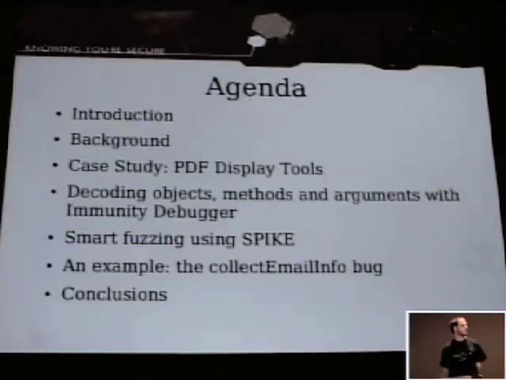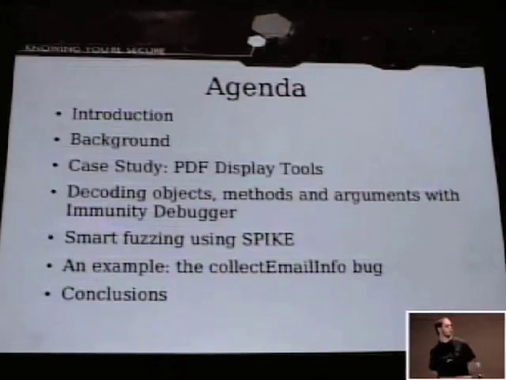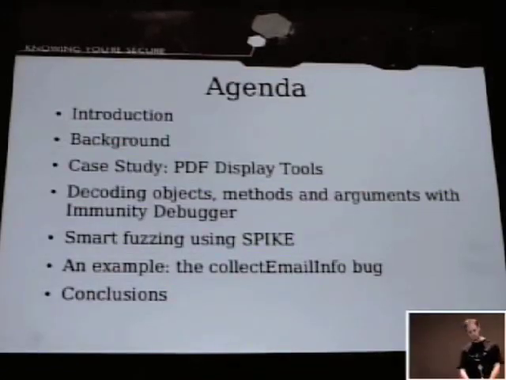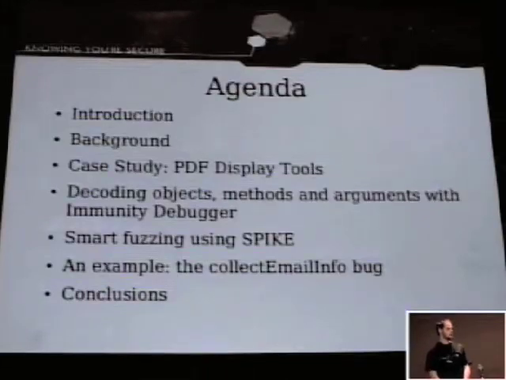First of all, we will start speaking about some introduction and background of embedded scripting languages. We use two different PDF display tools as a case study, the Acrobat Reader and the Foxit Reader. Then we use Immunity Debugger to decode some JavaScript objects, properties, methods, and arguments. Using this information, we'll write a Spike script, which is a faster language. And we will finish by showing how to find and exploit already patched bugs, which is the collecting info bug.